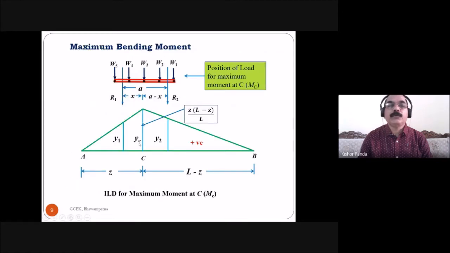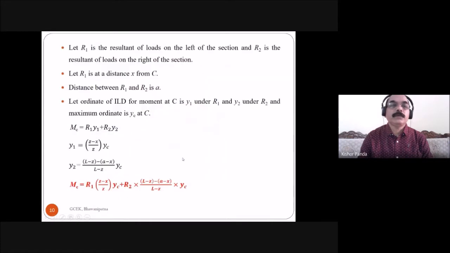Similarly, on this side, this is one triangle and this is another triangle. By taking the two similar triangles, you will find out the value of Y2. YC divided by L minus Z is equal to Y2 divided by L minus Z minus A minus X, because from this to this is A minus X. So this length is equal to L minus Z minus A minus X. So here Y2 is equal to L minus Z minus A minus X by L minus Z into YC.